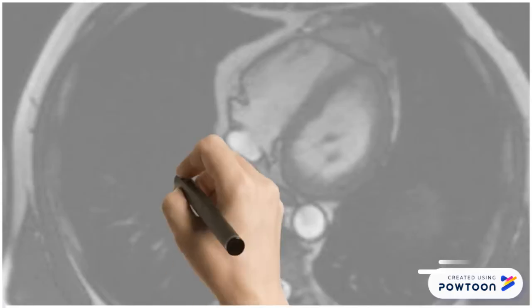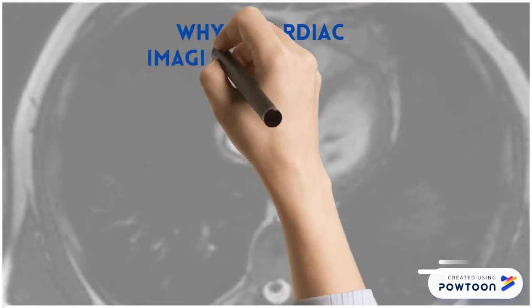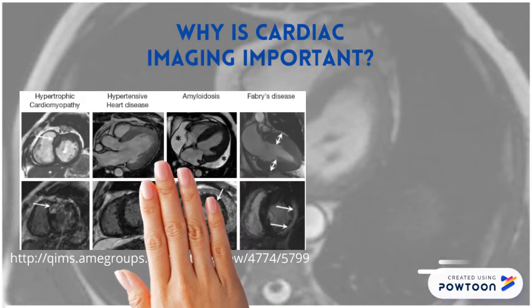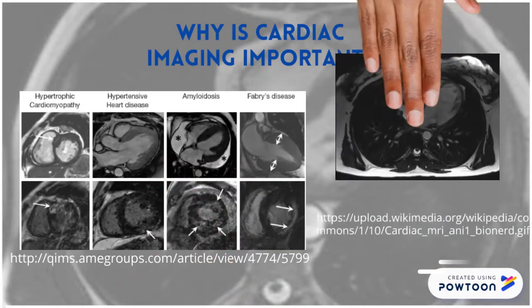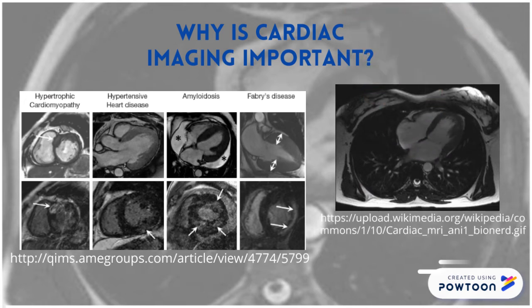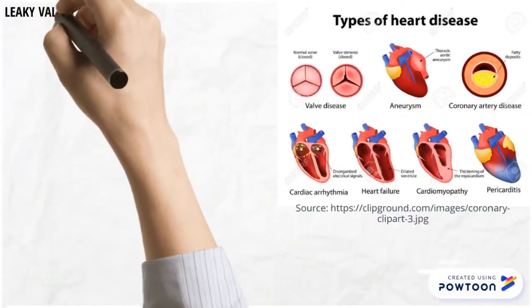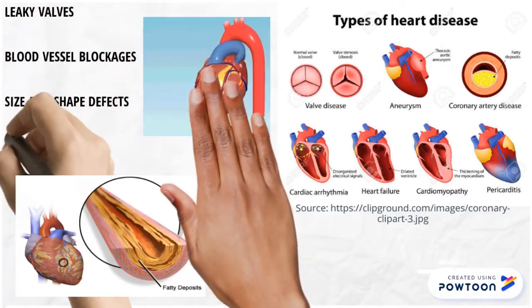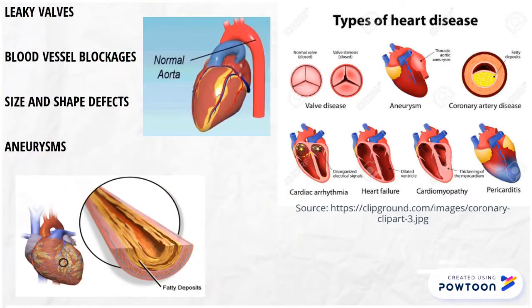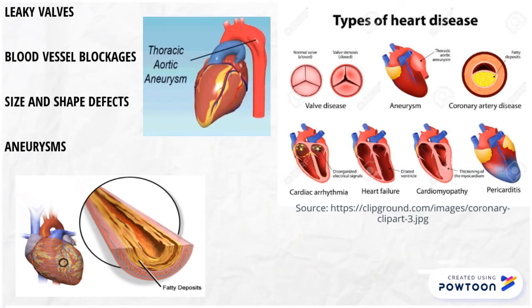So, why is cardiac imaging so important? The heart is one of the most important organs in the body and is vulnerable to conditions which are difficult to diagnose without images and which require continuous monitoring. These conditions include heart disease, leaky valves, blockages in blood vessels, aneurysms, and defects in size and shape of the heart. All of these require imaging for diagnosis.